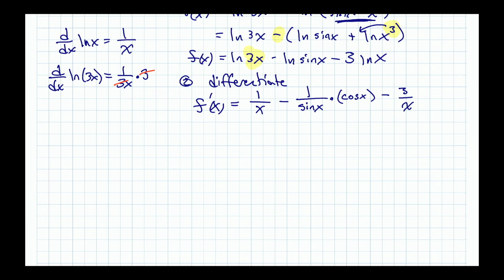Like that. And then to finish this up, I guess there's a couple things we could do. Probably what I would do is I would just take this 1 over x minus 3 over x. That's negative 2 over x. And then here, the cosine and the sine, I'll just combine those because a cosine over a sine is a cotangent. So there you go. And that's your derivative.